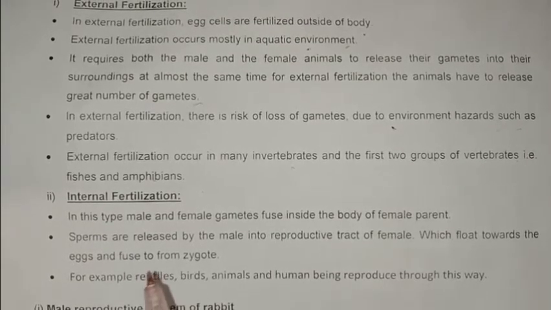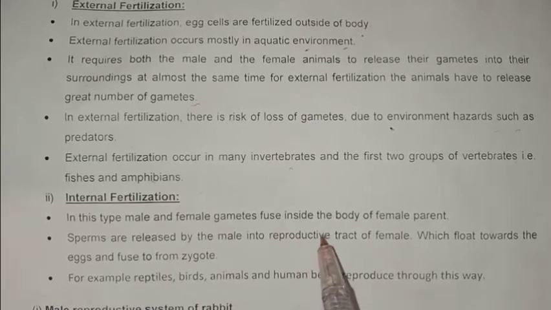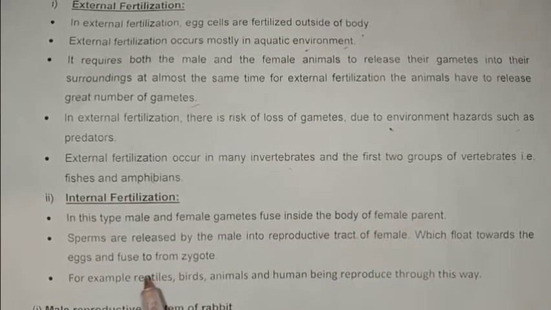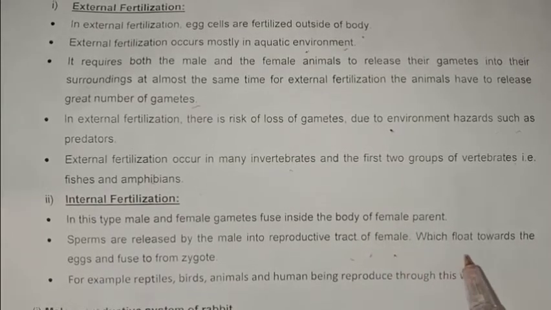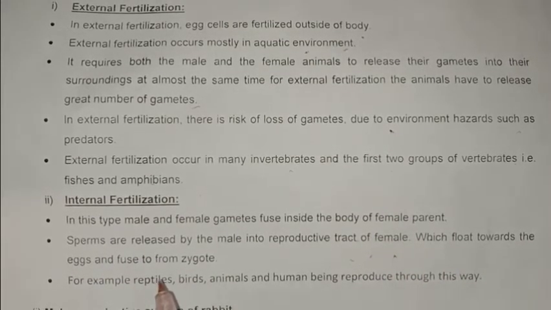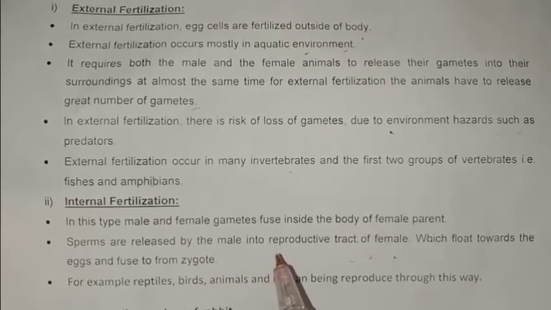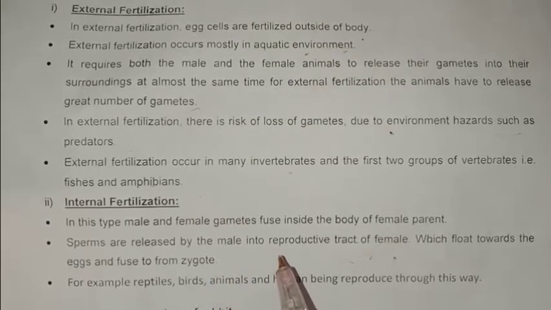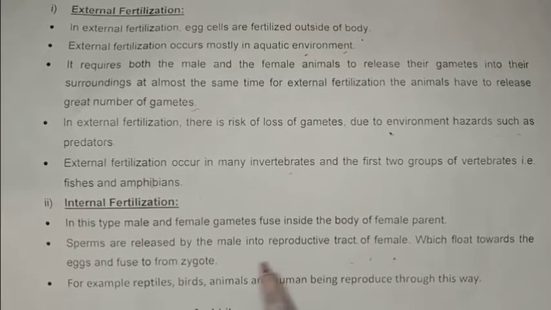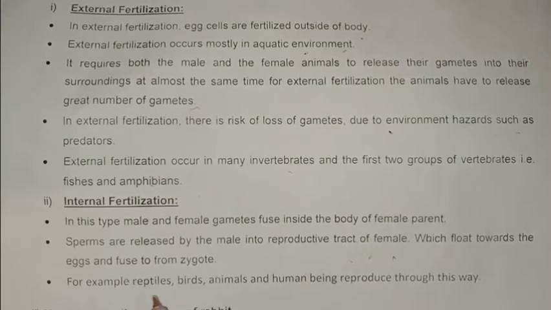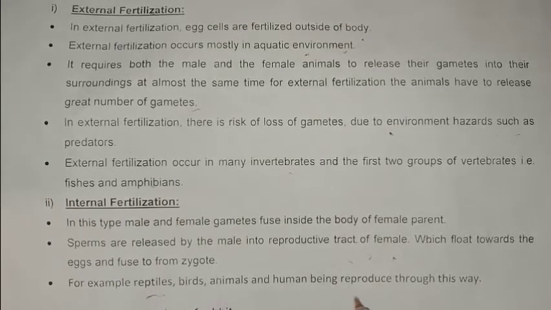Internal fertilization. In this type of fertilization, male and female gametes fuse inside the body of the female parent. Sperm are released by the male into the reproductive tract of the female, and float towards the egg and fuse to form a zygote. So in internal fertilization, the male sex organ releases sperm into the reproductive tract of the female, and fertilization takes place within the female body. For example, reptiles such as snakes, birds, animals, and human beings reproduce this way.